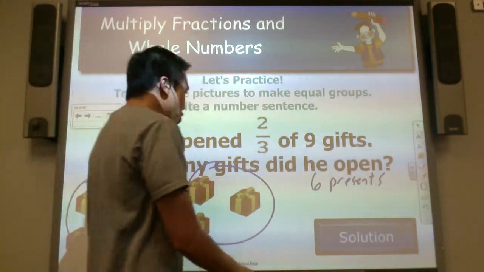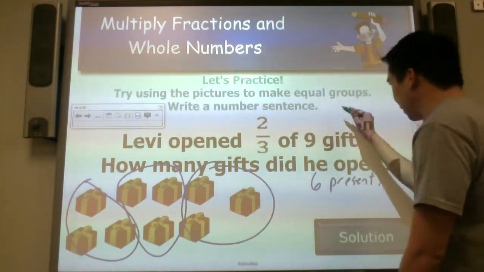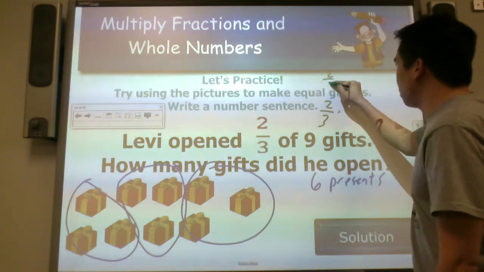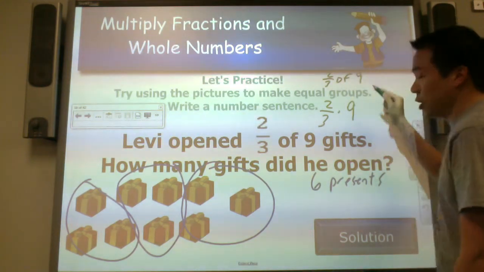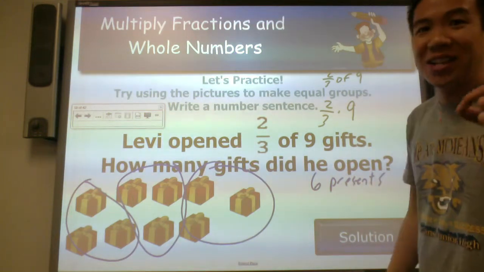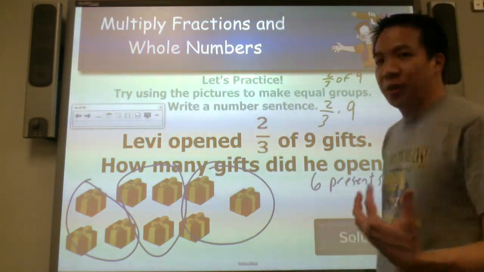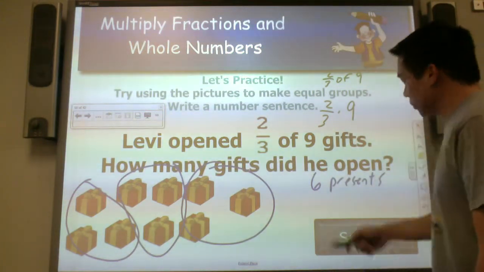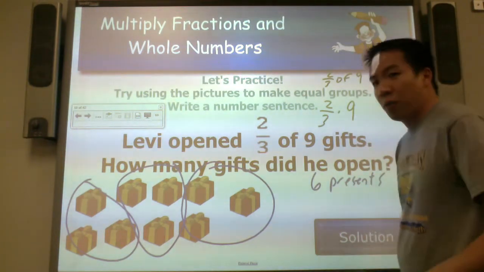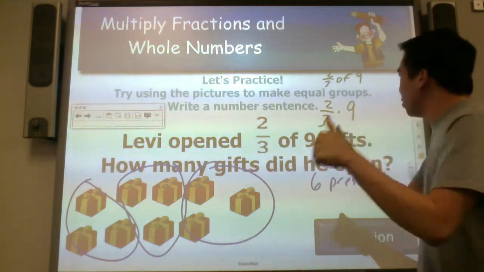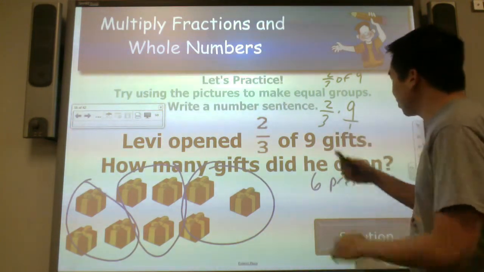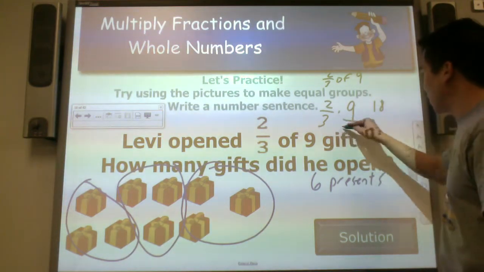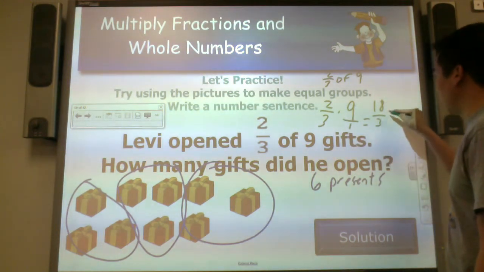Could you do this without modeling? 2/3 times 9, or 2/3 of 9. The word of also means multiply. You'll hear me using the word of all the time. I'm really just saying multiplying. So this is not a fraction, so multiply mixed number. That's okay. Turn this to a fraction and times away. So 2 times 9 is 18. 3 times 1 is 3. How many 3s go into 18?